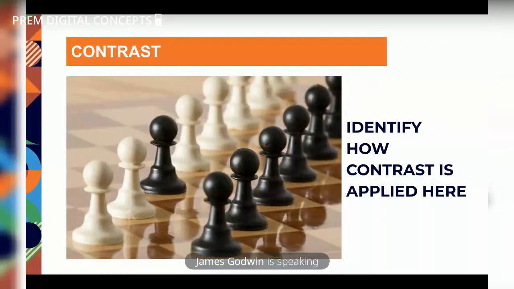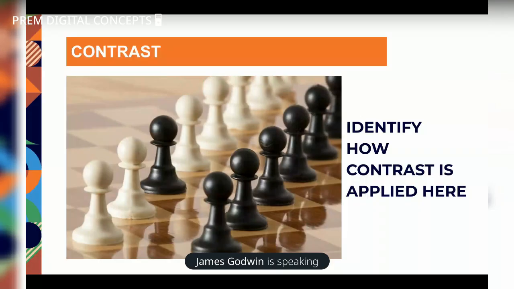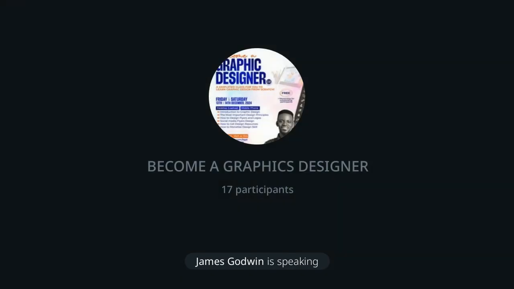Okay, from my own perspective, the color of the board: the dark brown and the lighter shade of brown. Then there's the color contrast, the dark brown, then the lighter shade of that same brown from the board.